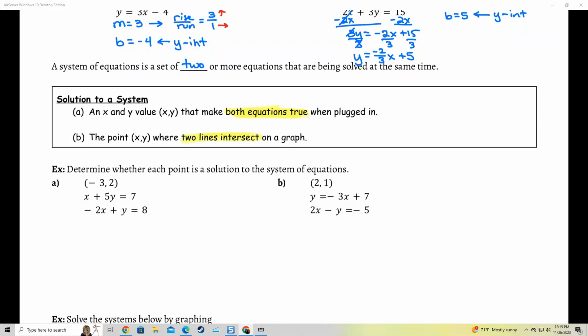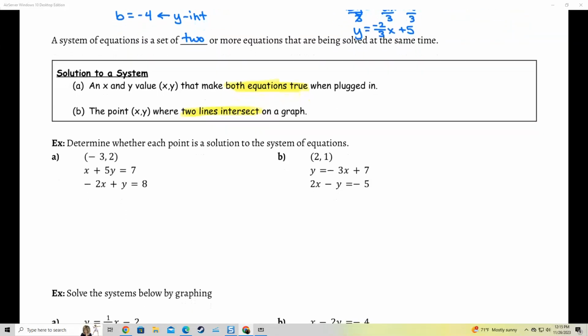Where do they cross each other? On the line. And we'll talk about that as we move along.